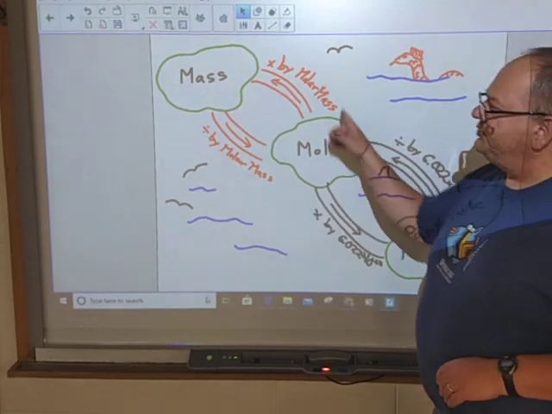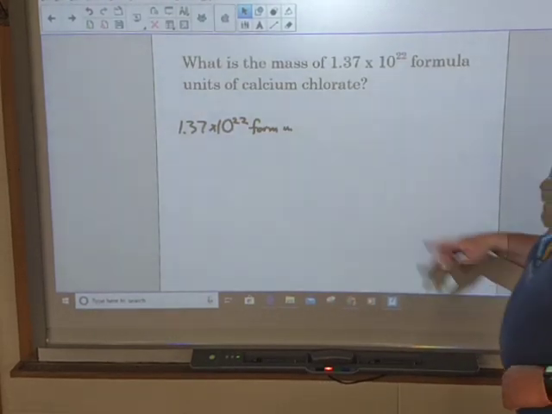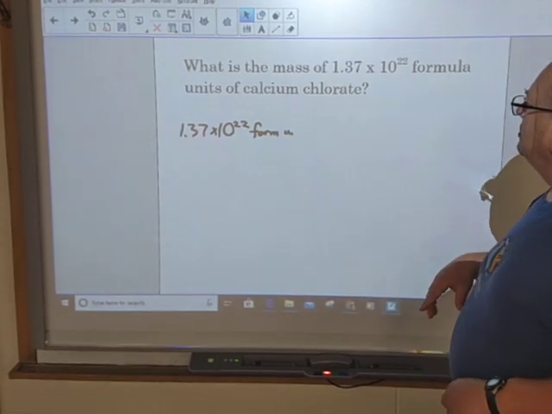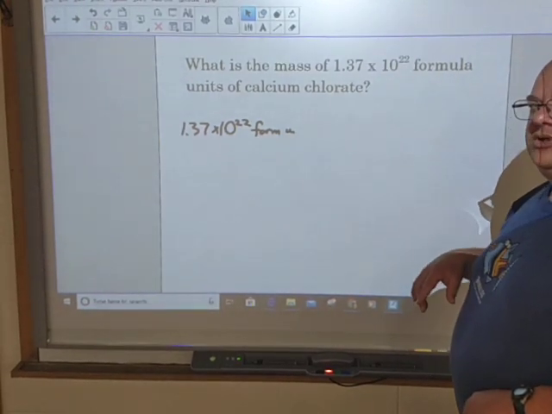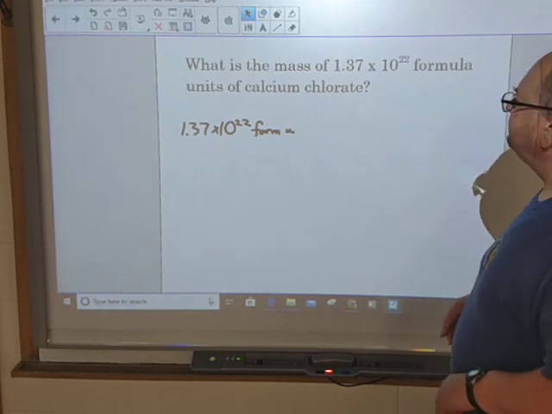Formula units to moles to mass. Starting out with 1.37 times 10 to the 22nd formula units. Be careful how you abbreviate that. Don't just use an F for formula and a U for unit. Doesn't look good.